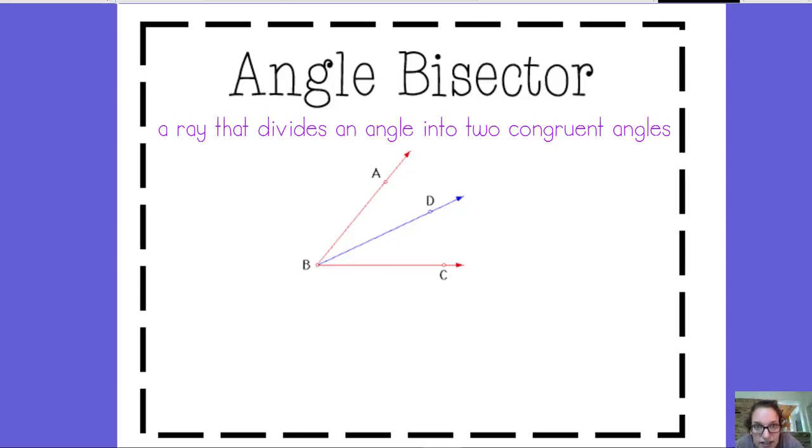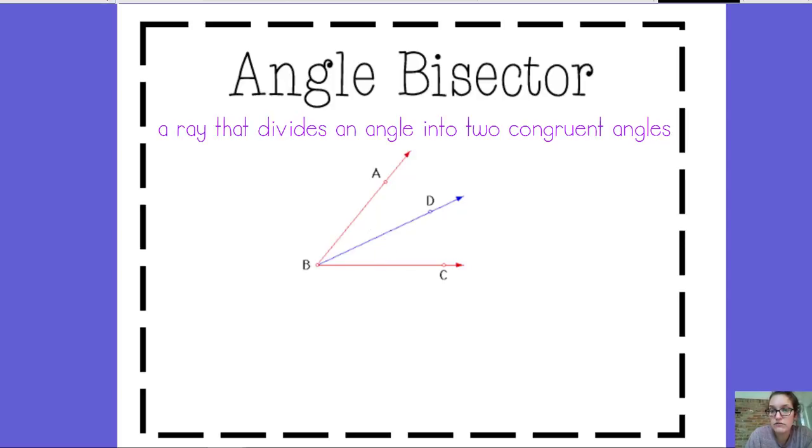Okay, so an angle bisector. We talked about the word bisect. That means to cut into two congruent pieces. So an angle bisector is something that's going to cut an angle into two congruent angles. An angle bisector is a ray. In our picture, it's this blue ray, ray BD, a ray that divides an angle into two congruent angles. So what this is saying is if ray BD is indeed bisecting angle ABC, that means that angle ABD and angle DBC are going to be congruent.